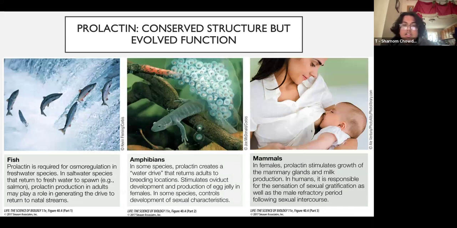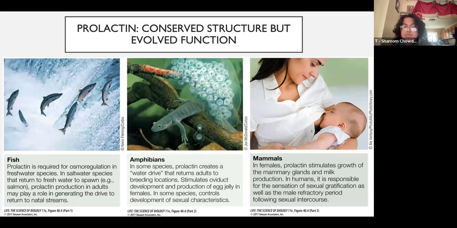So when it comes to prolactin, prolactin is different in all types of animals. In fish, prolactin is required for osmoregulation in freshwater species, and in saltwater species, it helps the return of animals such as salmon to their spawn. As you know, salmon release their eggs, then they swim away, and eventually, when it comes time for them to return to their habitats in order to release their eggs again, prolactin helps cause that.